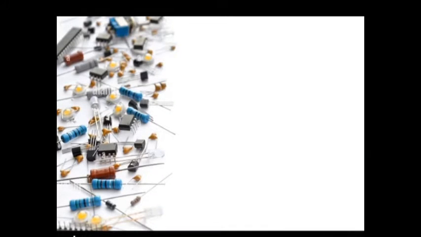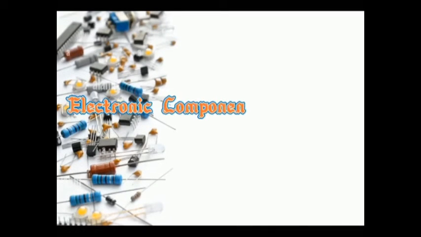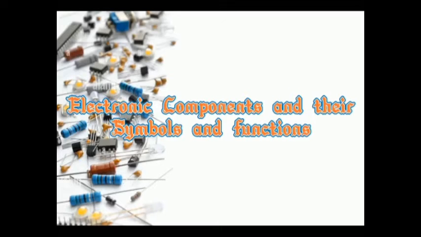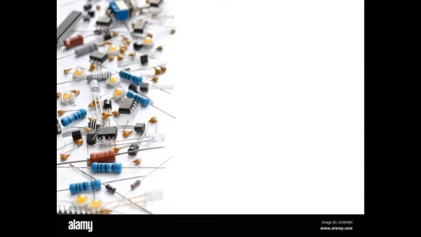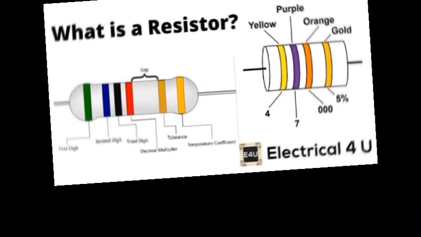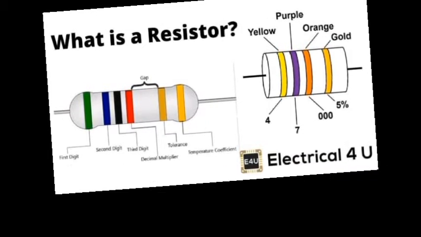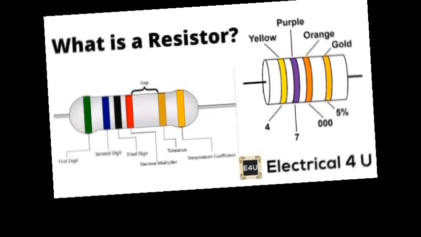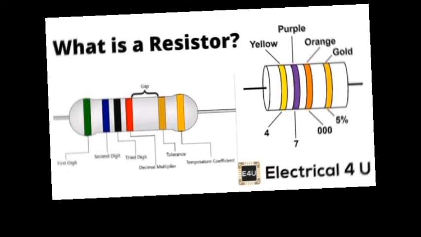In this video, we are going to report about the electrical components. First, I'm going to report about the resistor and capacitor. What is a resistor? A resistor is another basic component of the electrical circuit. It restricts and blocks the flow of electric current through a circuit.